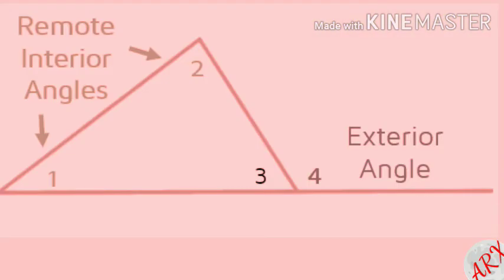Now we will learn about remote interior angles. As you can see on the screen, angles 1, 2 and 3 are angles of the triangle and angle 4 is the exterior angle of the triangle. It is in a linear pair with angle 3, and angles 1 and 2 are not in a linear pair with angle 4. Hence, angle 1 and angle 2 are called remote interior angles of the exterior angle.